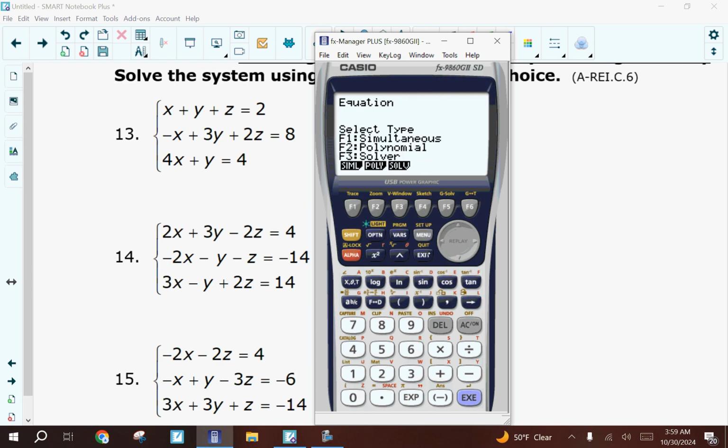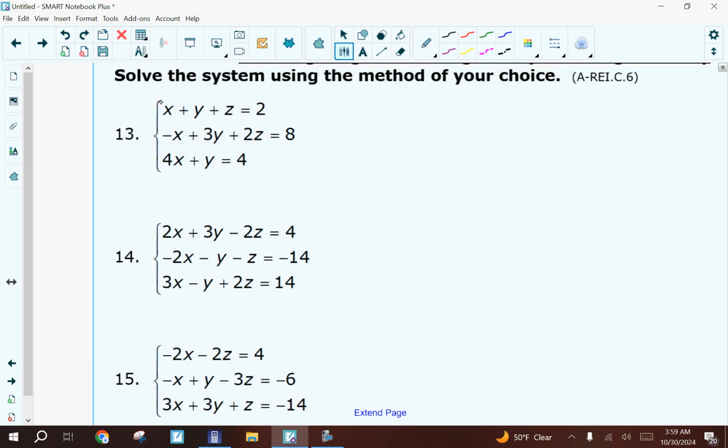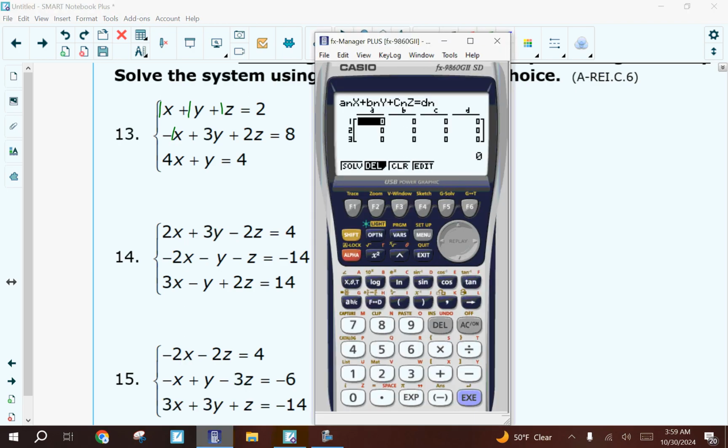And we're going to go all the way back to this screen. And when we want to solve a lot of problems at once, we hit simultaneous, so F1. This has 3 unknowns. So I'm going to clear all that stuff. And then we just enter basically the numbers in front. So it'd be 1, 1, 1, and 2, negative 1, 3, 2, and 8. And then when we get down to that last one, I'll talk about that when I get there.